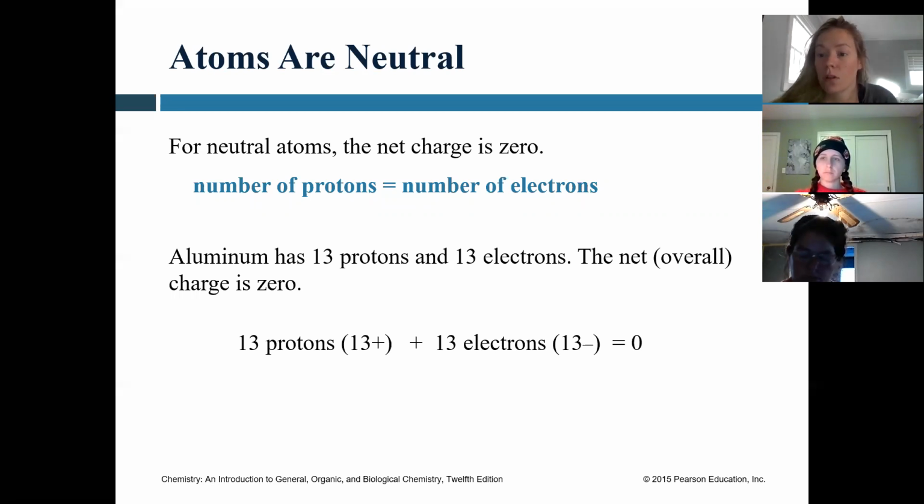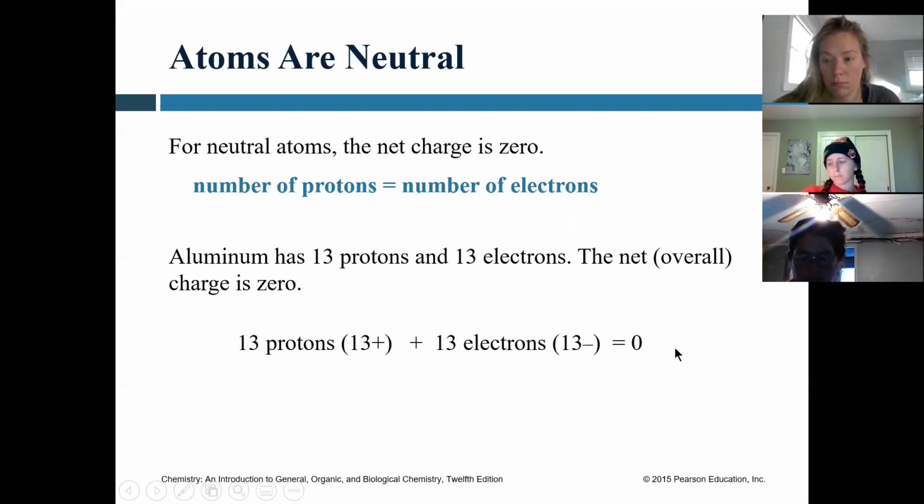Now for a neutral atom, so not a charged cation or an anion, a neutral atom has a charge of 0. What charge do protons have? They're a positive charge. What charge do electrons have? A negative charge. If we want to be neutral, that means the number of protons will equal the number of electrons. So if I say, hey, I'm looking at aluminum and it's neutral, you know that it has 13 protons, and then you also automatically know that it has 13 electrons, right? The positive needs to equal the negative.